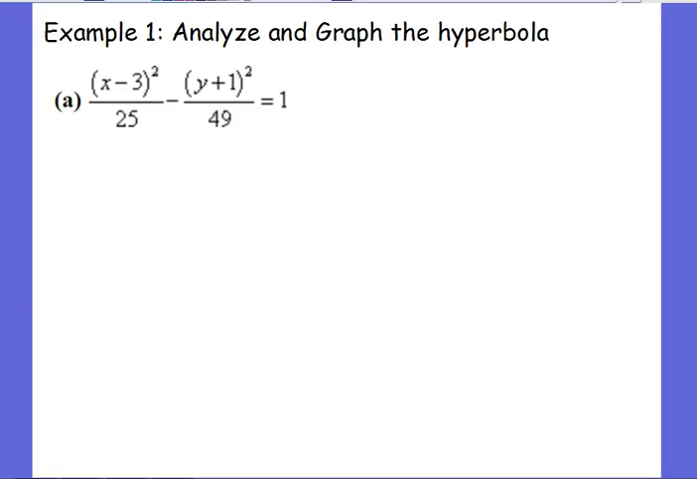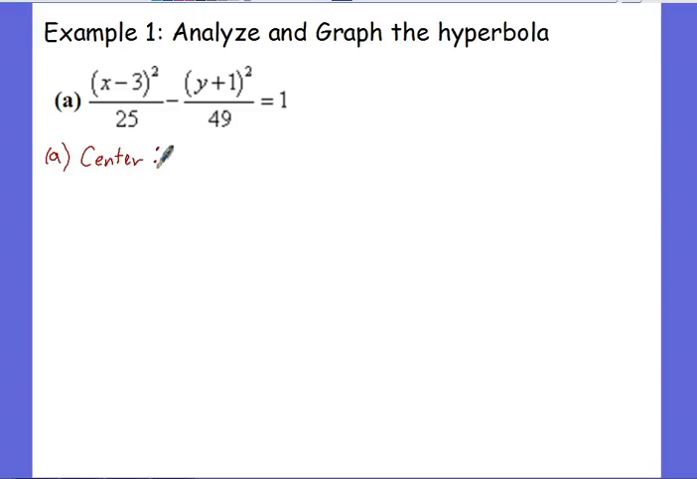So, first of all, what is this? Is it a circle? Is it an ellipse? Is it a parabola? Is it a hyperbola? How do you know? Because it's subtraction. Got it? Because it's division, equal to 1, but it is subtraction. Please understand that that's the only subtlety, right? So, I know this is a hyperbola. Okay? So, as always, let's start analyzing it.